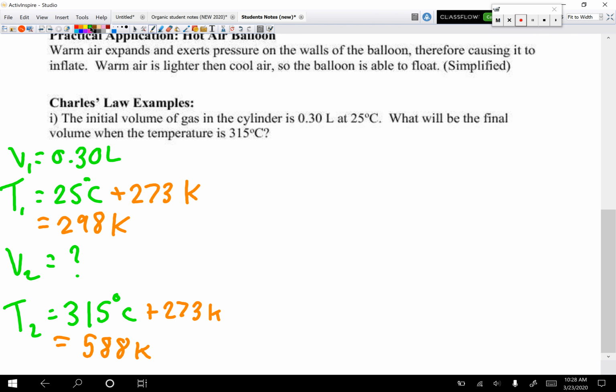All right, so these are all of our variables. Let's write that down. We're going to write our equation, rearrange, and solve.